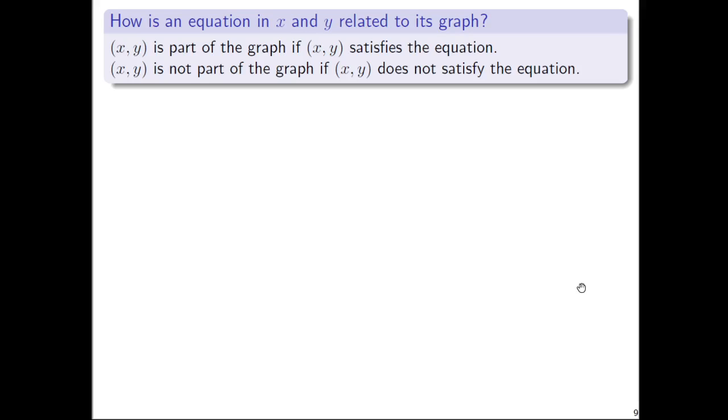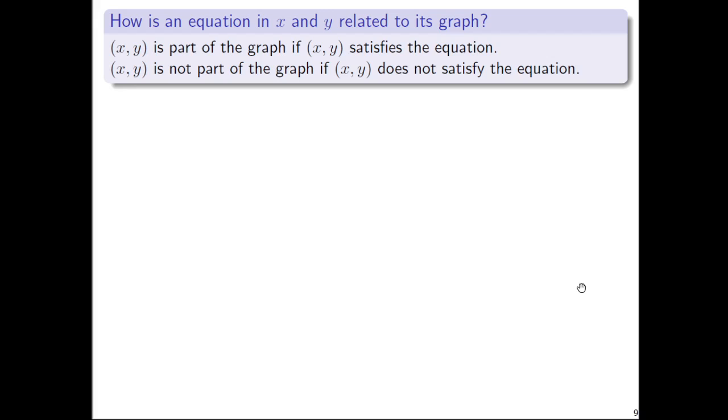The key thing about the examples that we did is that they were not very computational, but they were really just trying to dig into what this means at the top here. So again, just stated again because it is just so important: how is an equation in x and y related to its graph? So you've got two things, right?